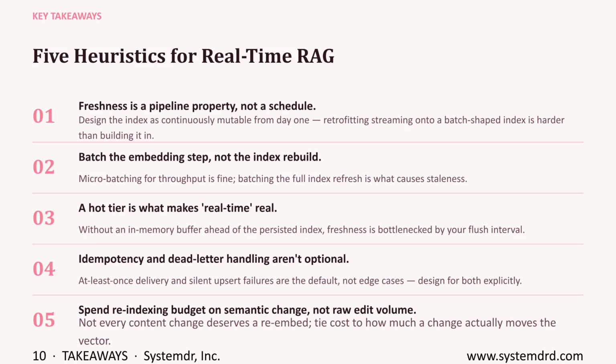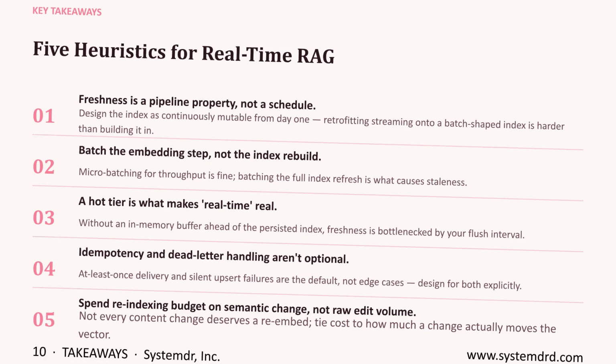4. Idempotency and dead letter handling aren't optional. At least once delivery and silent upsert failures are the default, not edge cases. 5. Spend your re-indexing budget on semantic change, not raw edit volume. Not every content change deserves a re-embed. If you take away just one of these, make it the hot tier. It's the single highest leverage architectural decision and the one most commonly skipped under time pressure.